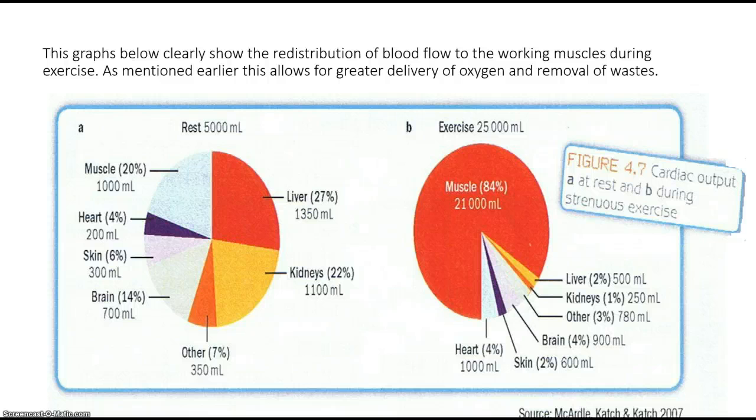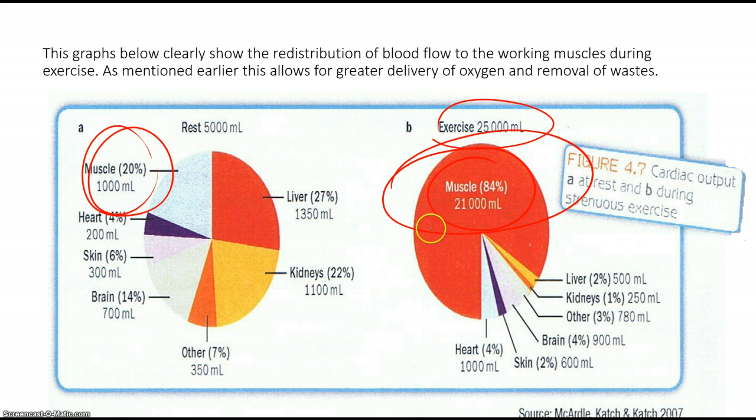So the main thing you want to look at is at rest, we're getting 20% of blood being transported to the muscles. You start exercising, not only does the total amount of blood being pumped around the body increase by 5 times, but we're also getting an increase in the amount of blood getting delivered to the muscles. A huge amount, 84%. So it shows you how important that is.